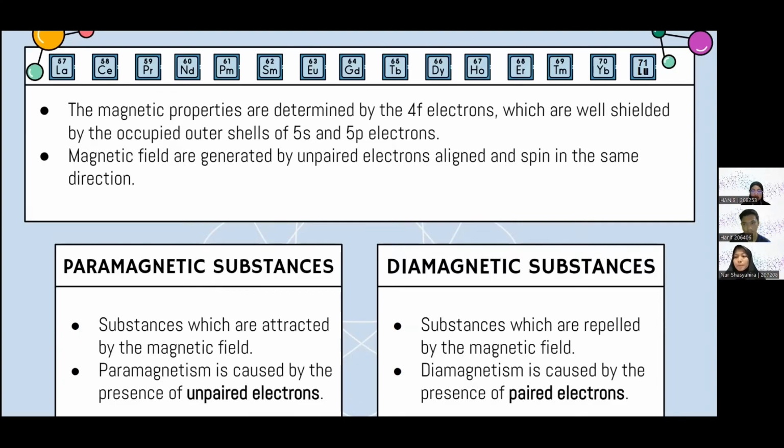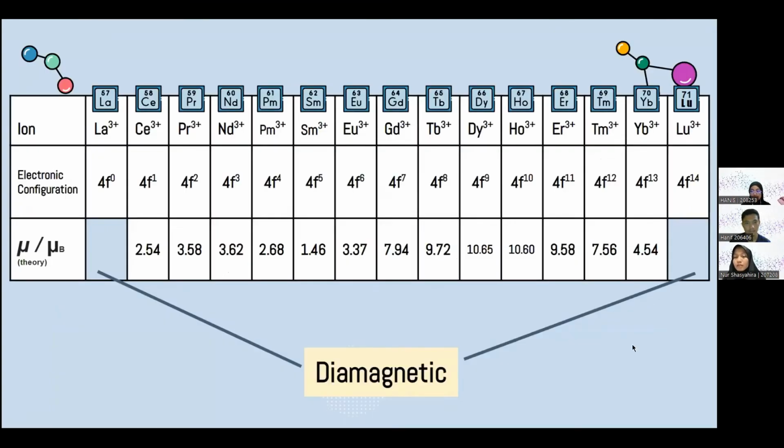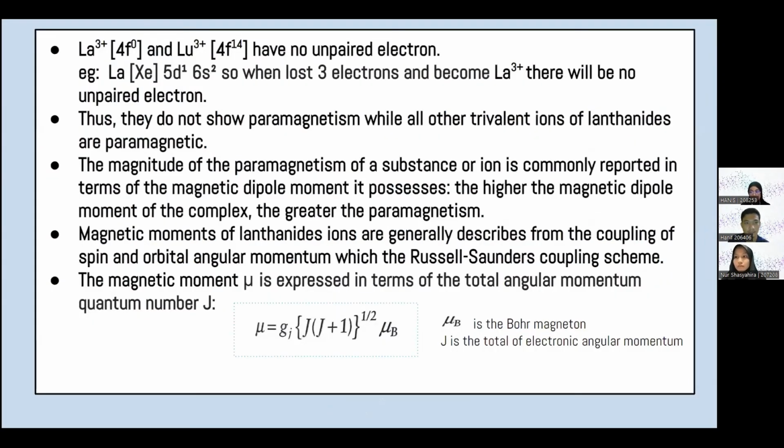Next. So basically, this is the magnetic moment value for the lanthanoid series. As you can see on the table, the La3 plus and Lu3 plus are 0 because they are diamagnetic substances. Next. La3 plus is 4f0 and Lu3 plus is 4f14, so they have no unpaired electrons.